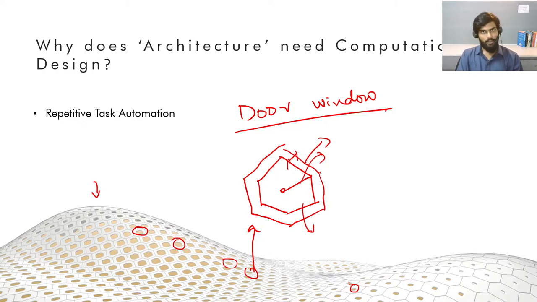So what happens? Usually this is made on AutoCAD or tools like these manually. But with computational design, you can automate these things. Now imagine this building has 3,000 different size windows.